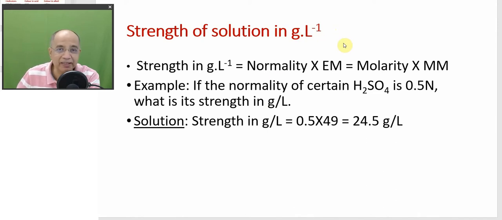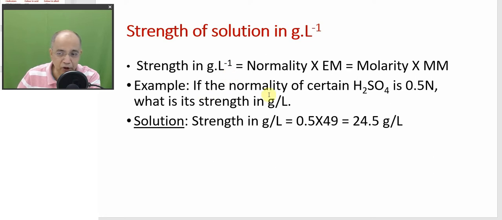In that case, grams per liter is equal to normality into equivalent mass, or molarity into molecular mass. If molarity is known, then if you multiply by its molecular mass, it gives the strength in grams per liter. Or if you are given normality, you multiply with equivalent mass to get its strength in grams per liter.